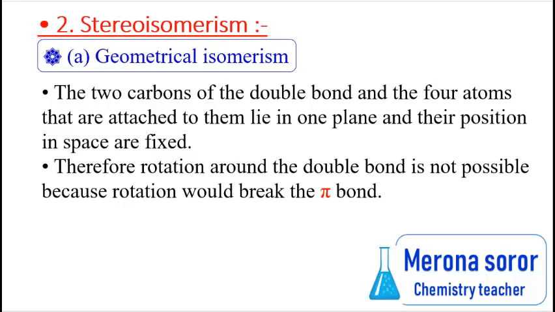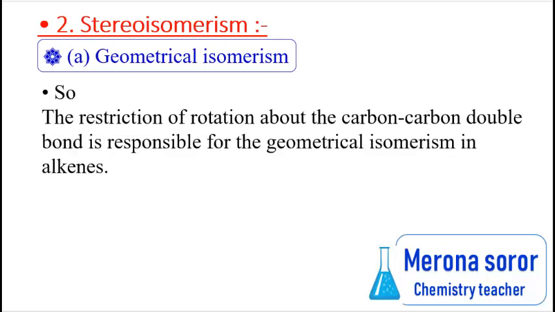Geometrical isomerism. The two carbons of the double bond and the four atoms that are attached to them lie in one plane, and their positions in space are fixed. Therefore, rotation around the double bond is not possible, because rotation would break the pi bond. So, the restriction of rotation about the carbon-carbon double bond is responsible for geometrical isomerism in alkenes.